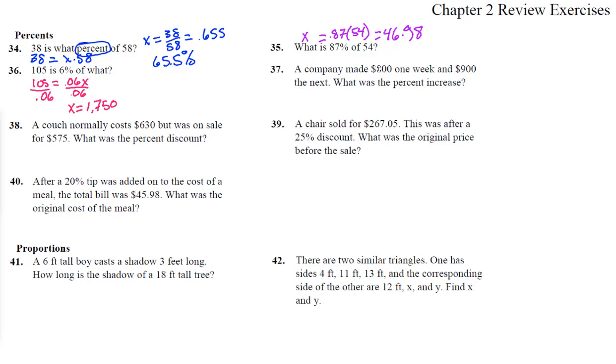A company made $800 one week and $900 the next. What was the percent increase? So in slow motion, it looks like this. From 800 to 900 was an increase of 100. We need to find the percent, so we're really asking the question, 100 is what percent of 800? 100 out of 800 gives us 1/8, which is 0.125 if you plug it in a calculator, which is 12.5%.